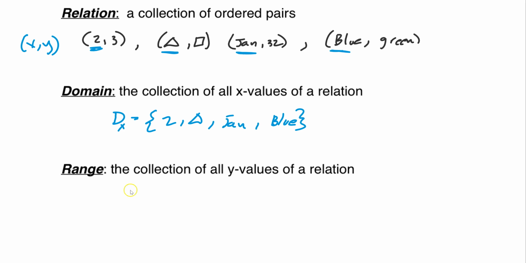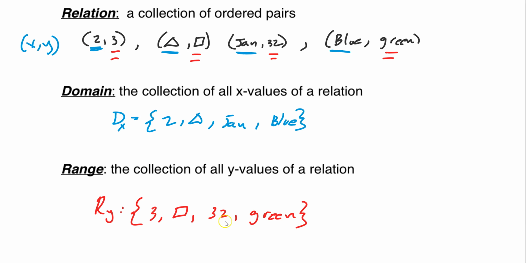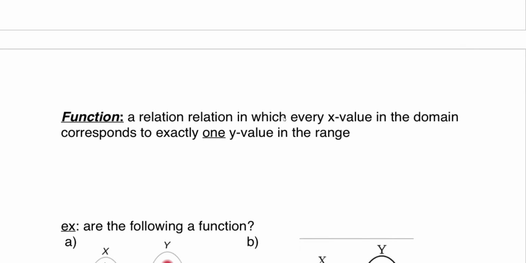And then the range is the y values. So it's a collection of the y values. My curly brackets hold all the y values of the range: 3, square, 32, green. I almost said box again. I was a bit mad at myself. And there you go. Those are all the domain values, those are all the range values, and that's a relation.